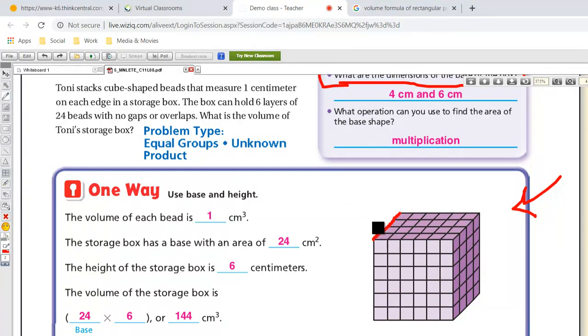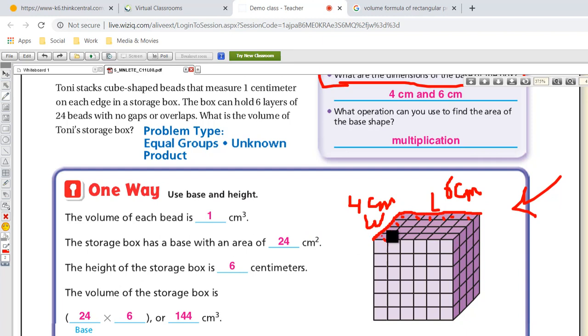That's the width. So we have the width here equals 1, 2, 3, 4. So we have 4 units or 4 centimeters as the width, and the length here is 1, 2, 3, 4, 5, 6. So we have the length here is 6 centimeters.